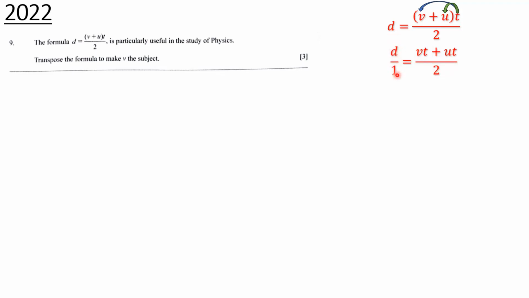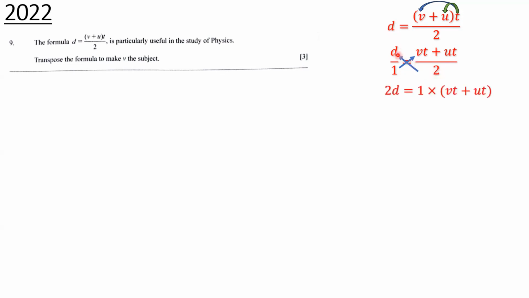The reason we put the D over 1 is because we are preparing to do cross multiplication. The 2 is going to be multiplied by the D, and the 1 is going to be multiplied by VT plus UT. Now, D over 1 is the same thing as D, because any quantity divided by 1 is the quantity itself. That's no problem. We can do that.